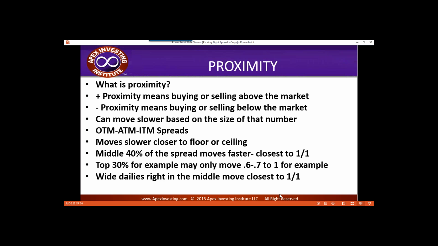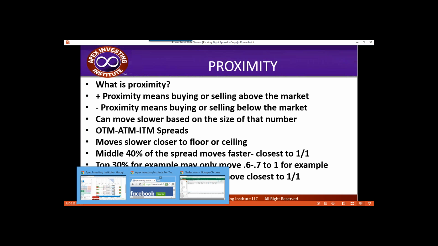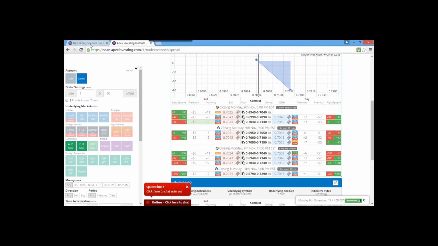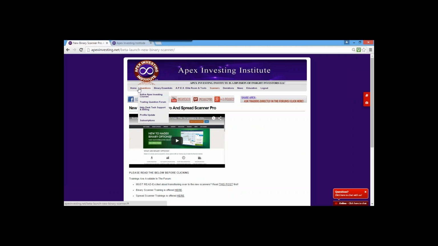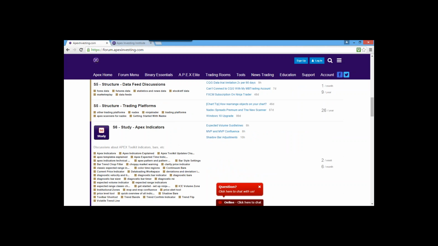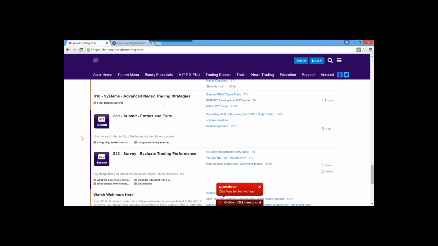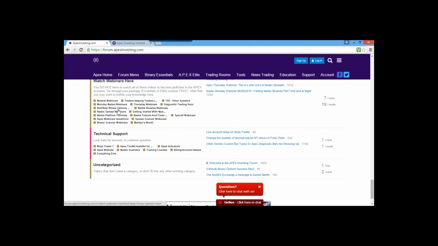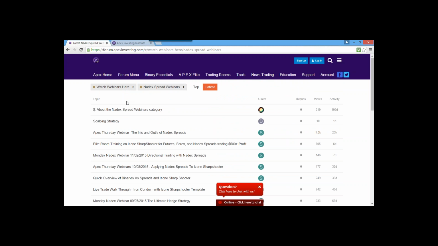And then guys, I'm kind of breezing through some of this pretty quick just to give you the basics. If you really want to understand this, again, if you're on the Apex website, go to the trading questions forum, and go down here to watch webinars, Nadex spread webinars, the ins and outs of Nadex spreads.